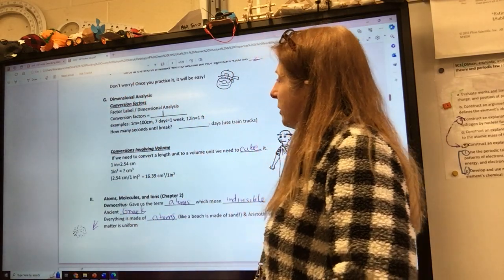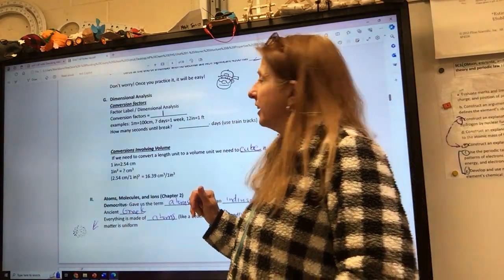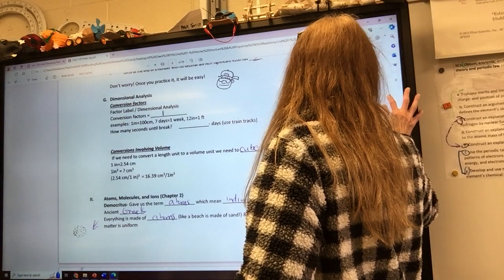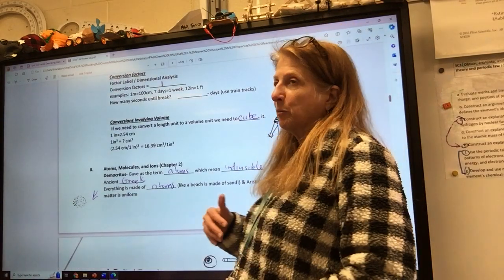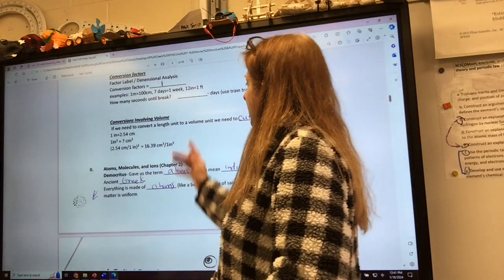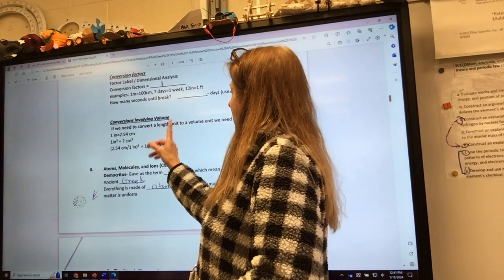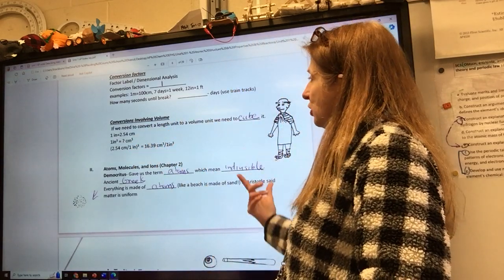So we did a problem, how many seconds to break? You copied that down in your notes, right? Nobody needs that again? Okay, so this is something new. Y'all can be happy about this. And this was on that hard study guide, is conversions using volume. If you need to convert a length to a volume, you need to cube it.